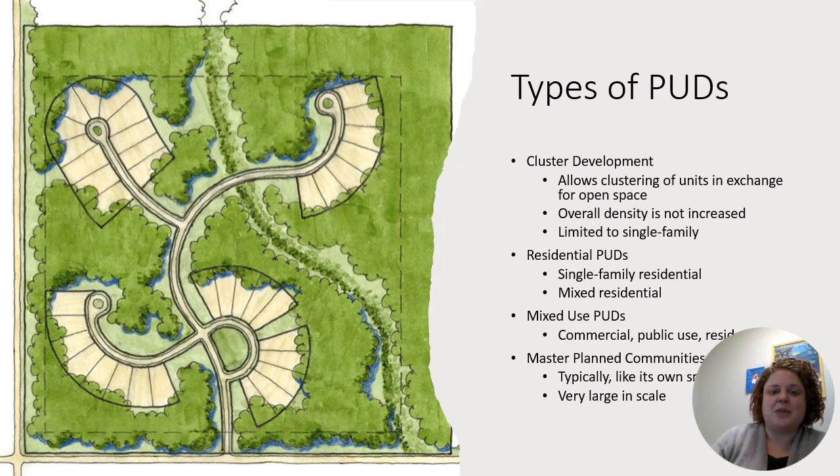The last type, but not very common in our area, is the master plan community. These communities are like their own town with commercial, residential, and public facilities included. A master plan community is typically very large, so many of our municipalities wouldn't have the type of undeveloped land needed for such a development. But when these types of communities are developed, they typically utilize the PUD development process.